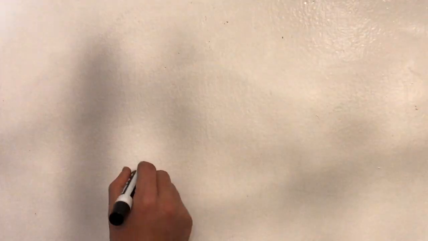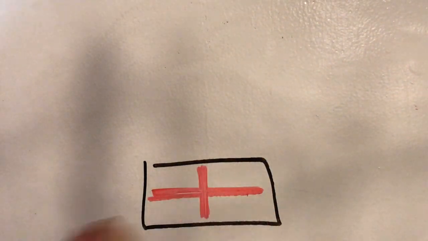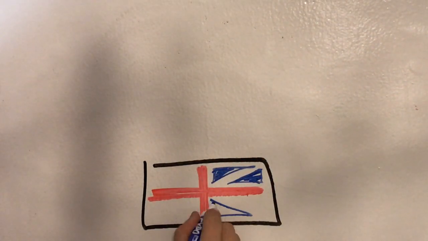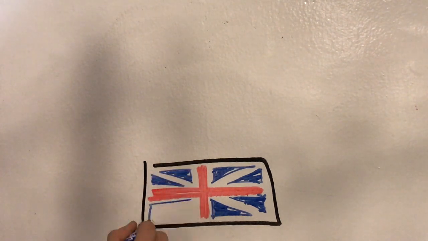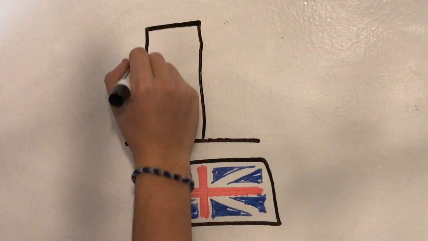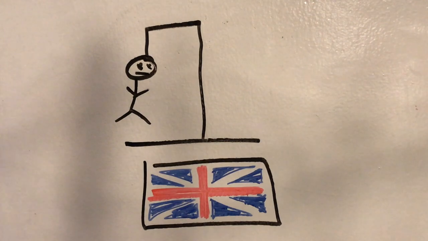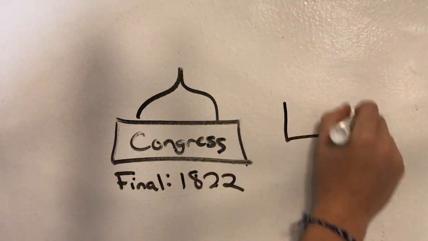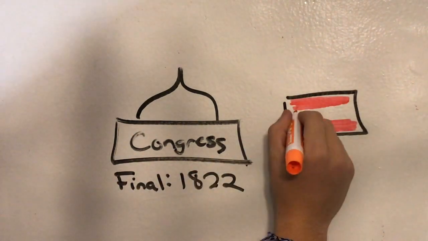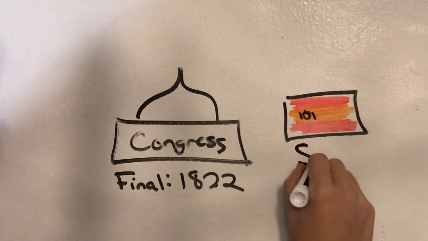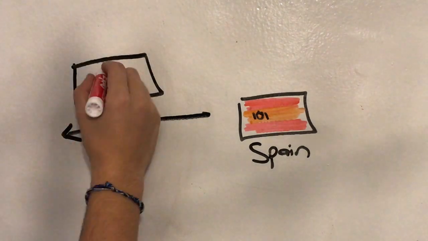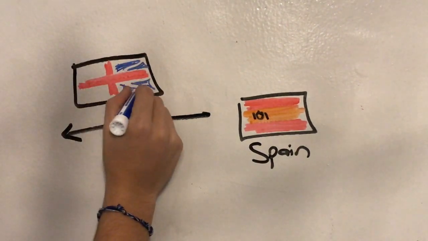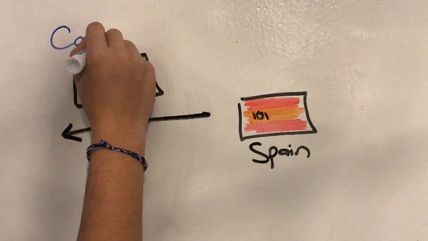Before the final Congress can occur, there is a change in leadership in Great Britain. Castlereagh, the previous foreign minister, commits suicide, putting Canning in charge as the new prime minister of Great Britain. The final Congress occurs in 1822 at Verona, where they meet to resolve the situation in Spain. Now, this new Prime Minister of Great Britain, Canning, wants to withdraw from continental affairs.